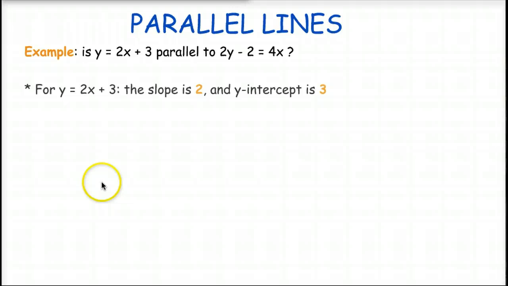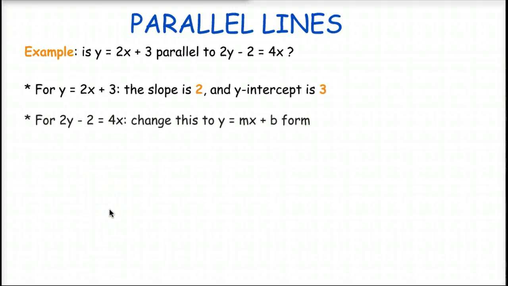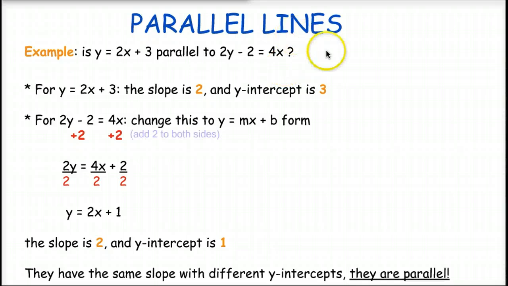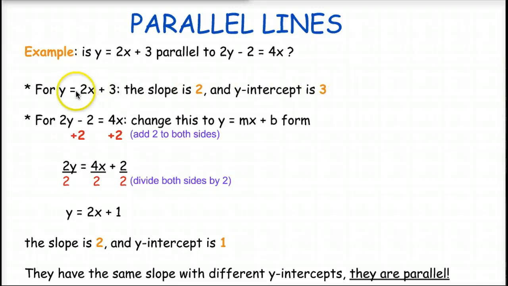Let's ask ourselves, is y equals 2x plus 3 parallel to 2y minus 2 equals 4x? Same deal as last time. We are going to need to convert this second equation to y equals mx plus b form in order to figure out what our slope and our y-intercept is. So for our first equation, we can see that our slope is 2 and our y-intercept is 3. For the second equation, let's go ahead and change this. So let's move everything to the other side of y.